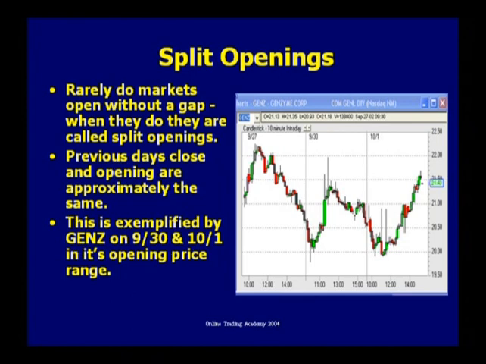Alrighty? This is exemplified by this stock at 9:30 and 10:1. It's in its opening price range. So here we can see the stock closed on this red candle right here, and it opened on the spinning top right next to it. So it was effectively a split opening. How would we anticipate what this thing is going to do? Well, let's give you a little bit of methodology.